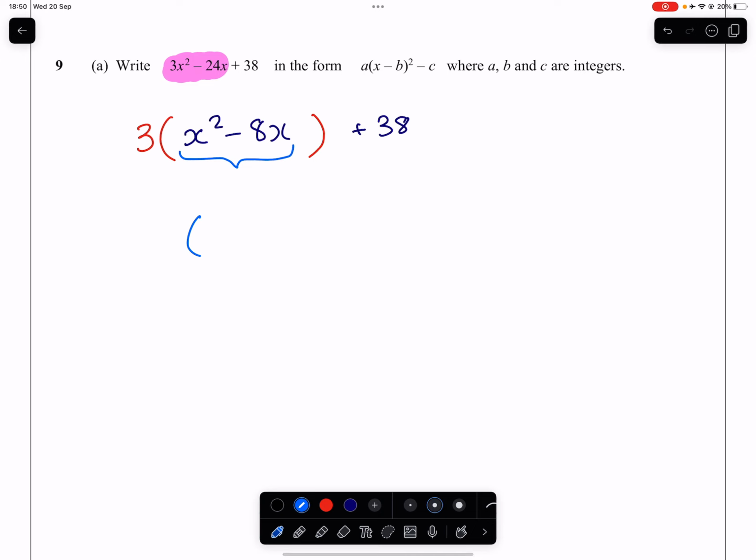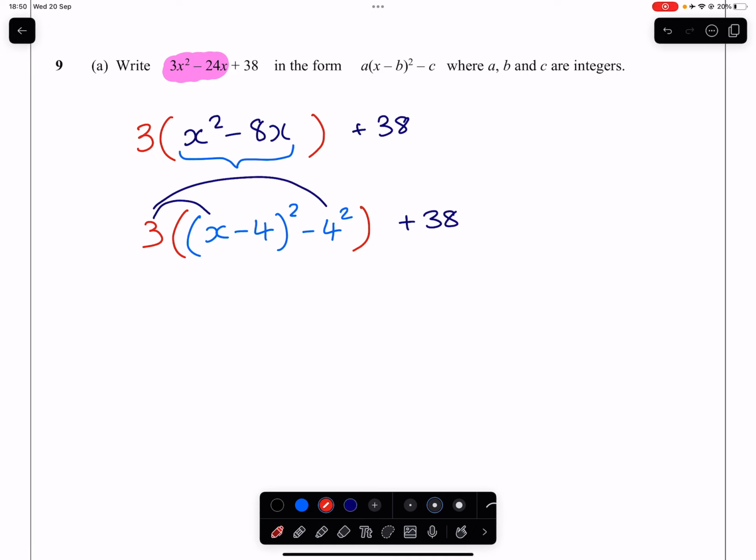Half of that minus 8 becomes a minus 4 in the bracket with the x, all squared. We take that number away squared. We still have that red bracket with the 3 outside, and the 38 is still lingering there on the right hand side. When we multiply this red bracket out, 3 times that blue bracket, 3 times the negative 4 squared, we're going to end up with the following.